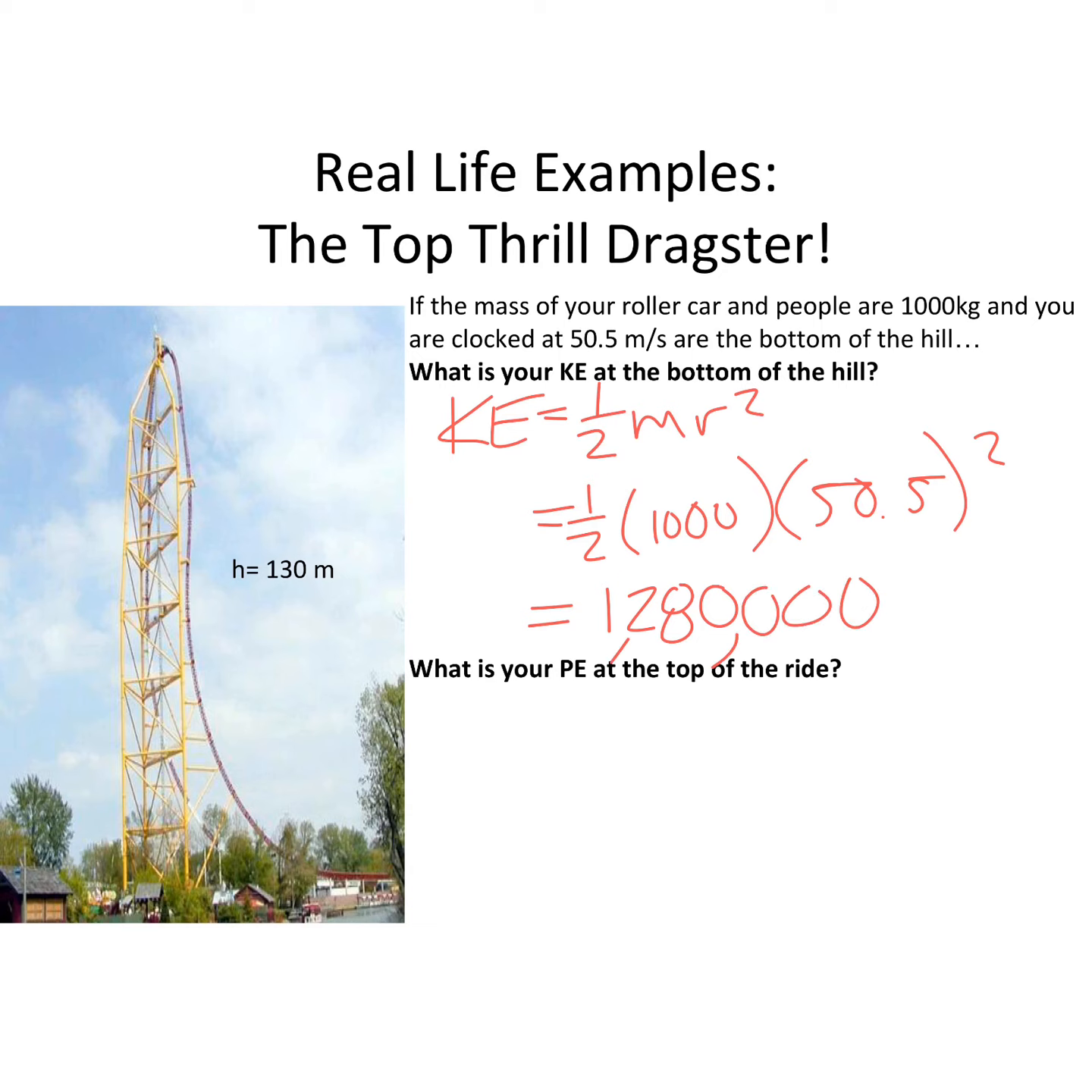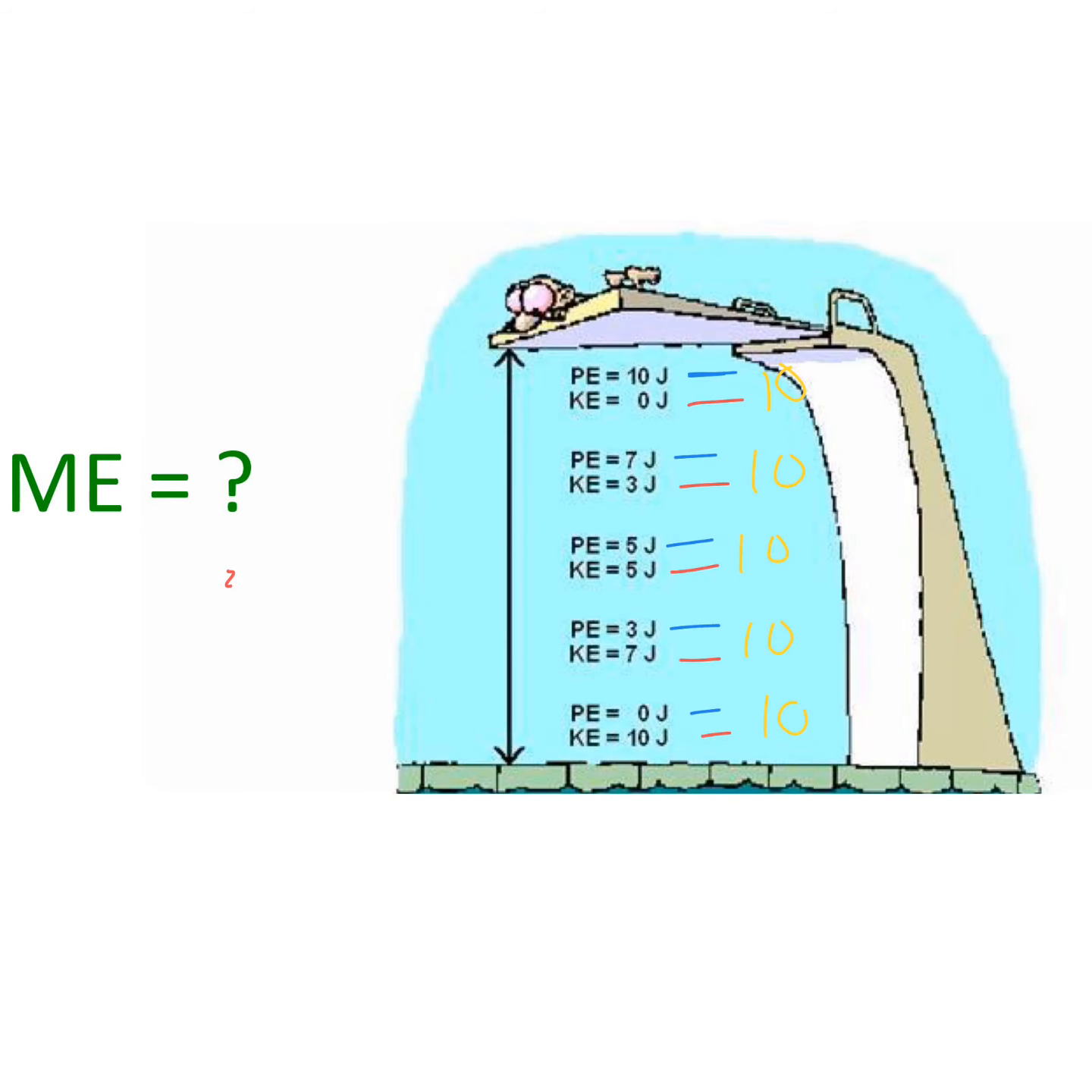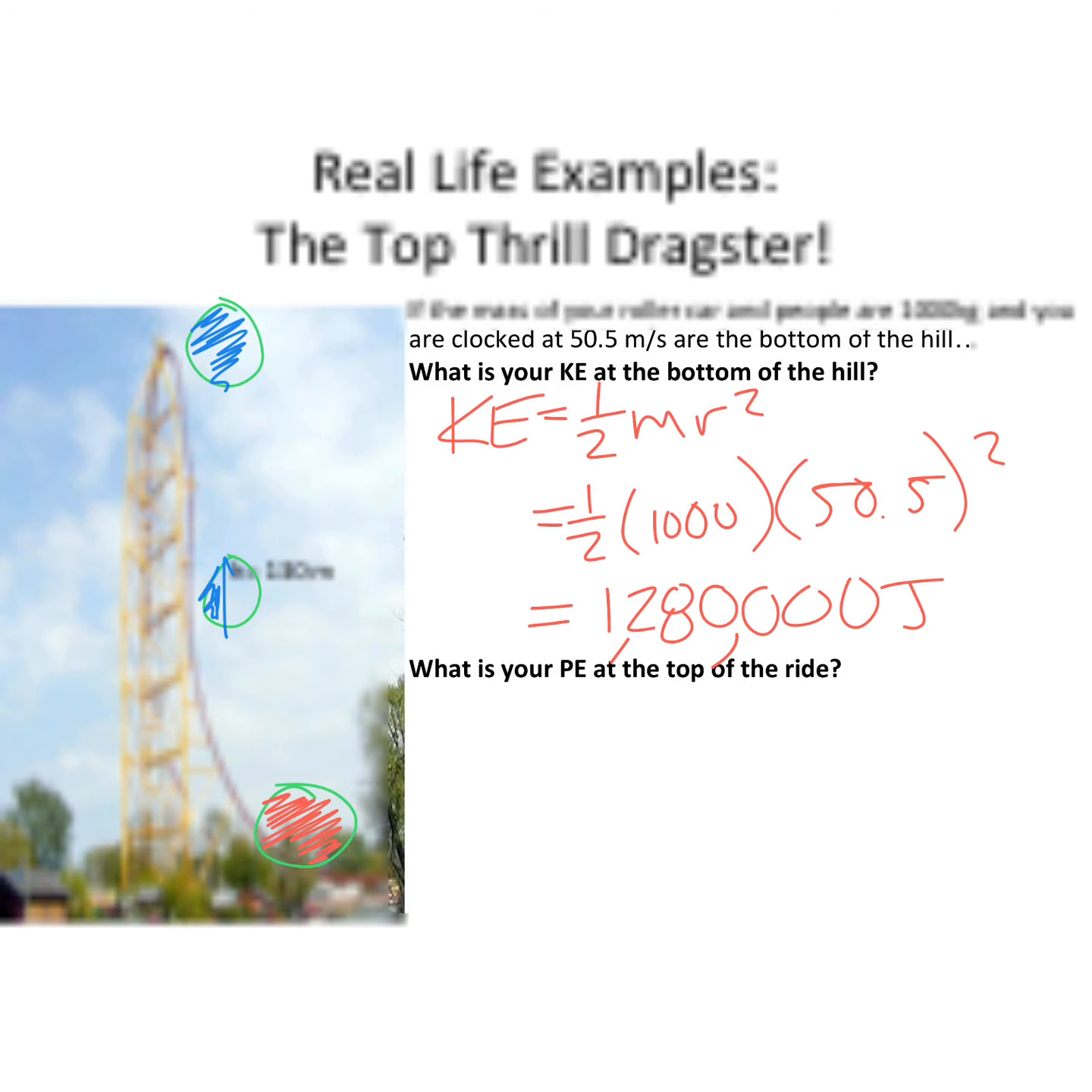So that gives me 1,280,000 joules. Okay, well that's down here. Again, here's the idea. Here's my pi down at the bottom. Here's my pi up at the top. Here's my pi in the middle, right? At the bottom, I have all kinetic. At the top, I have all potential. And in the middle, I have half. And I apologize, I think I swapped the colors here, but whoopsie. I think we get the idea, right?